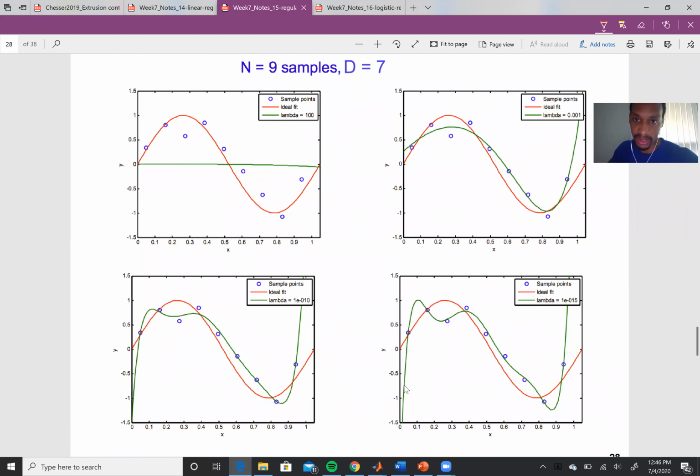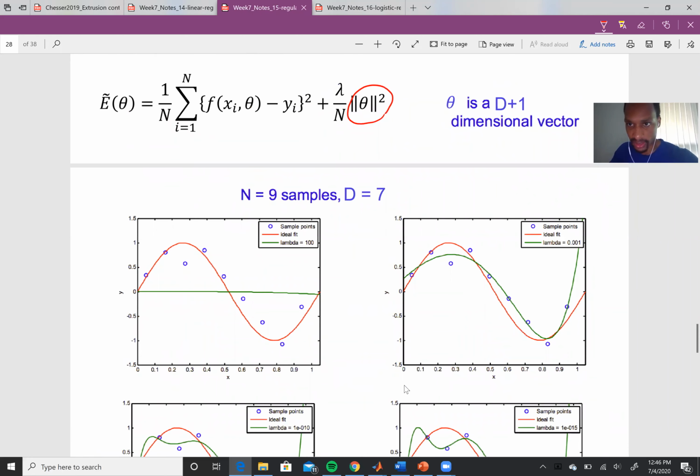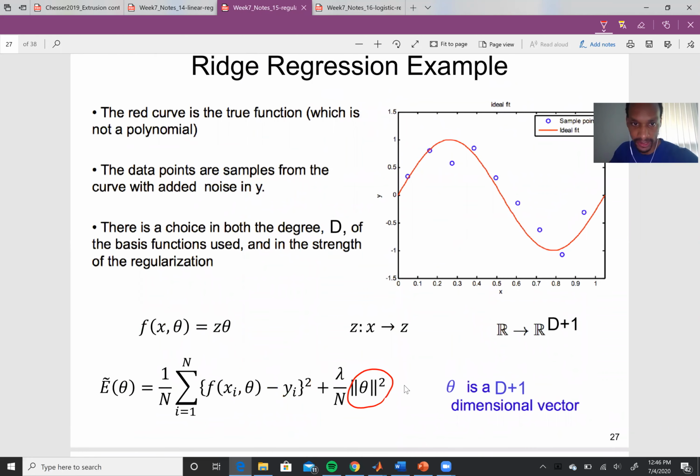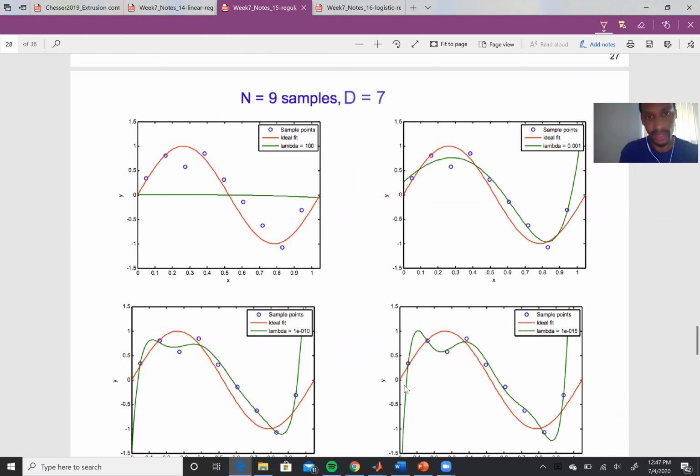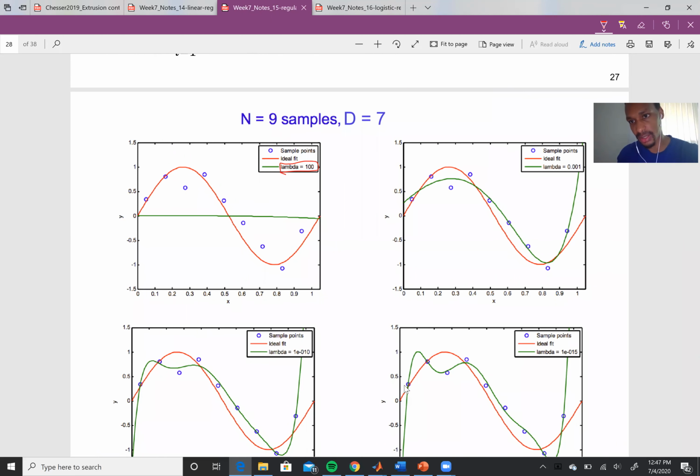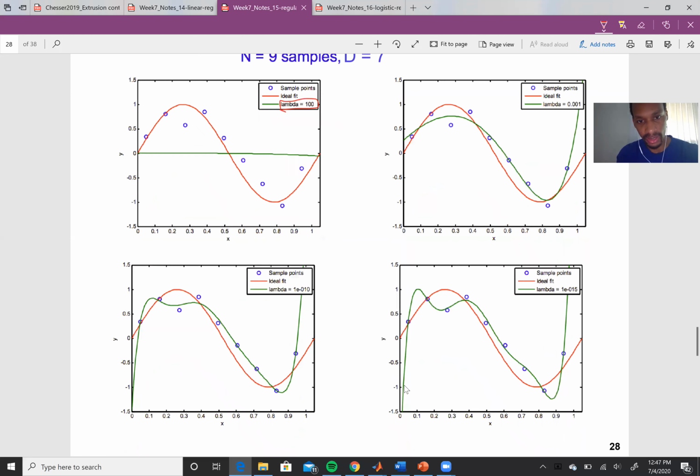Okay, but I guess this is actually interesting. So we had this same curve we wanted to fit earlier, and you can see the different fits for the different lambdas. So this is lambda 100. It just gives you basically a flat line. 0.001 gives you a better fit. And then as you decrease it further, you kind of get closer.